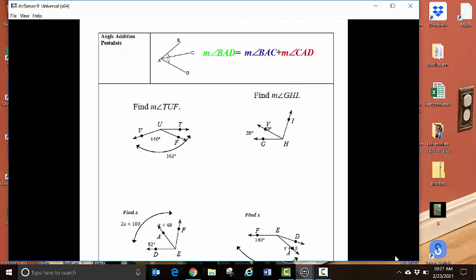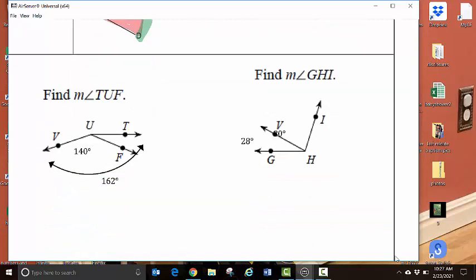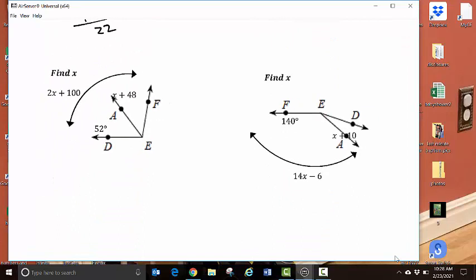So the same thing works for angles, okay? This piece, BAC, the blue, plus the red equals the green. And I'm not going to do a bunch of these, okay? I feel like you could do this. Well, real quick, 162 minus 140. This one would be 22 because the whole thing is 162 minus 140 and you get 22. This one I just don't even care, okay? Let's just try one of these.